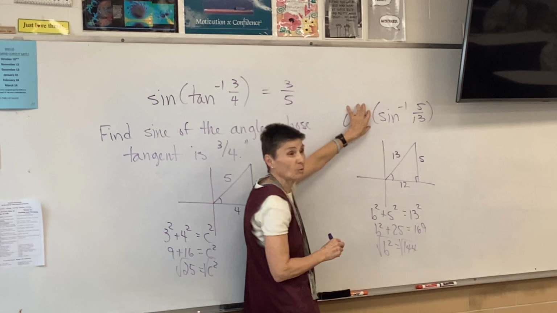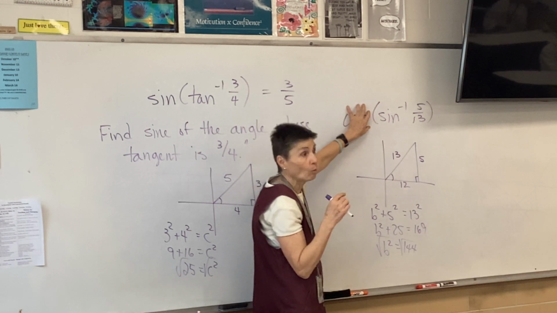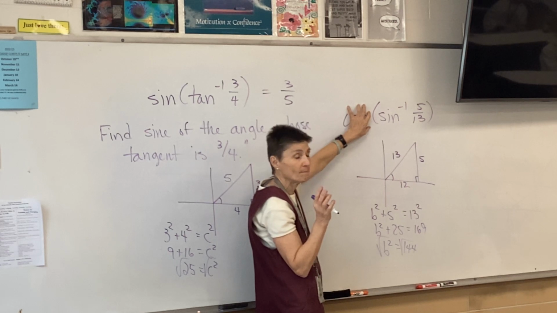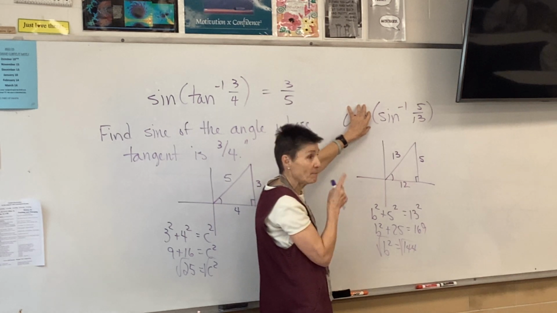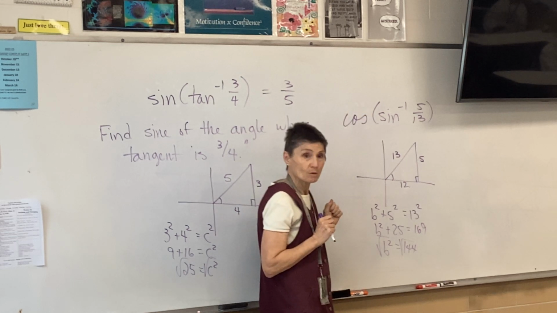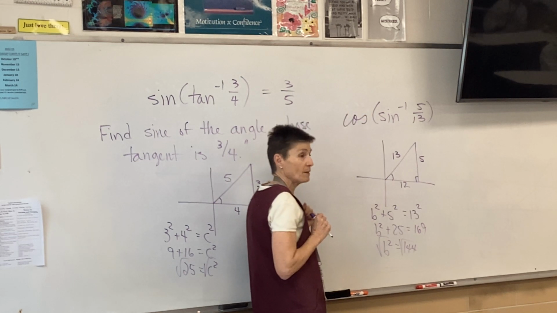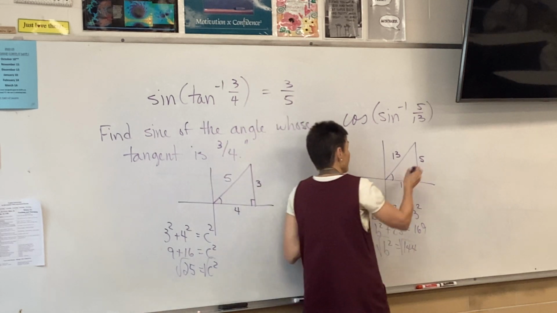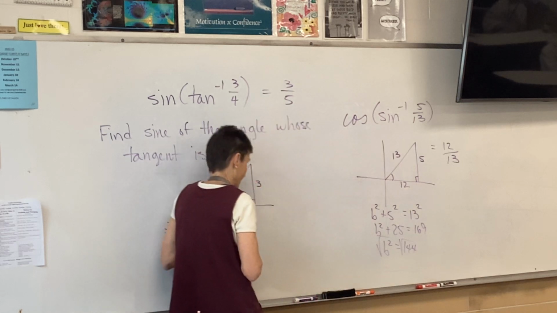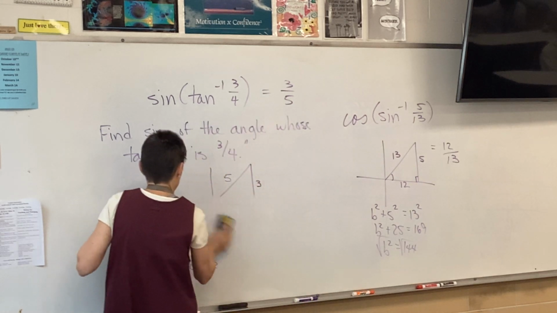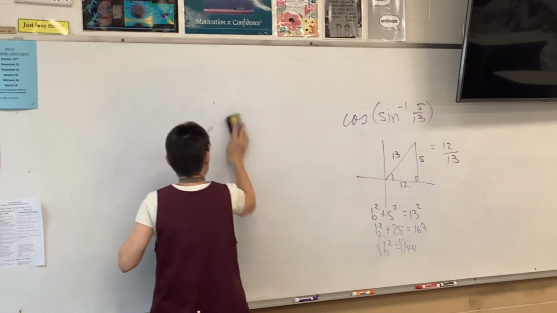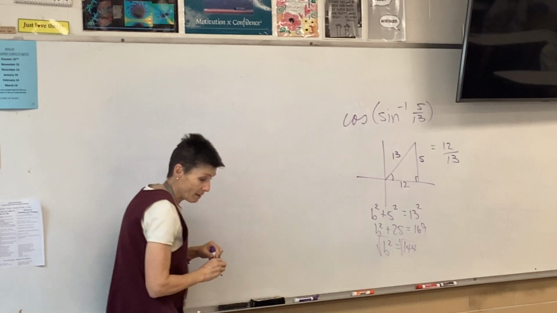Now, they're not always going to work out so nice. Remember before we got radicals sometimes? We could get radicals here. It's okay. Now, that's my picture. What do I want to know? I want to know the cosine. What's the cosine in that picture? 12/13. Not too bad. Not too bad at all.